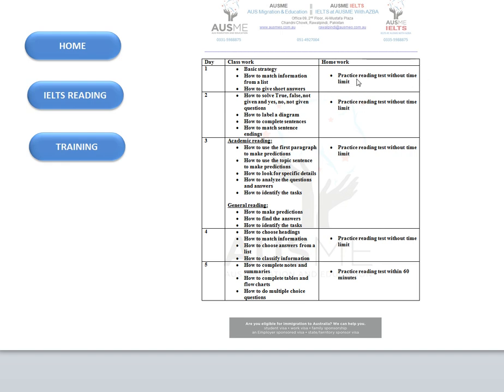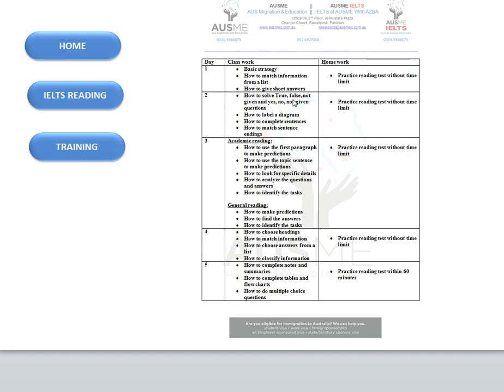Then we've got homework. And for the homework, we've got you to do a practice test that is without time, so not time bounding yourself. You can use more than 60 minutes, but you have to do the whole test. So try to answer all the questions and have no time limit, so that you could actually understand each and every question and try to apply the strategies we're going to teach you in class. So moving on to day 2.